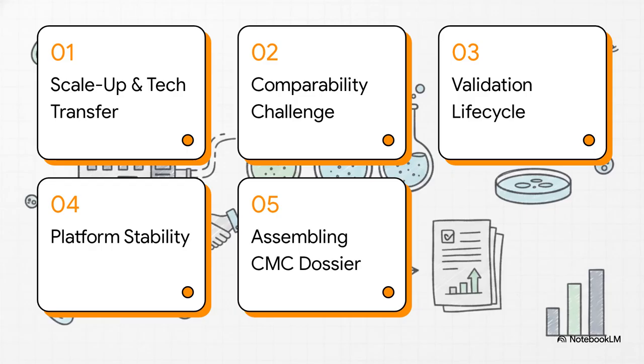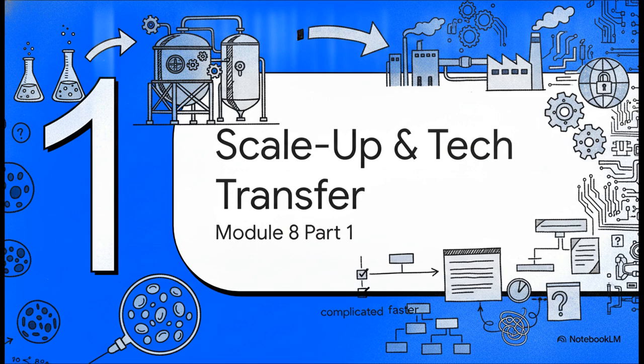So, here's our roadmap for today. We've got 5 main stops. First, scale up and tech transfer. 2, the comparability challenge. 3rd is the validation lifecycle. 4, ensuring platform stability. And finally, assembling the CMC dossier. Kicking things off with Part 1, Scale Up and Tech Transfer.